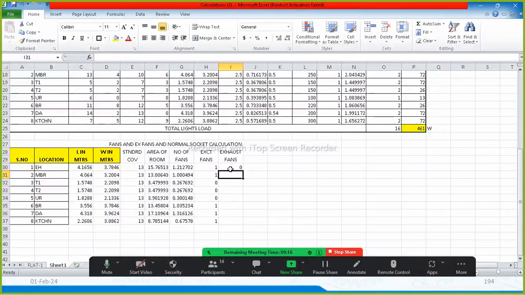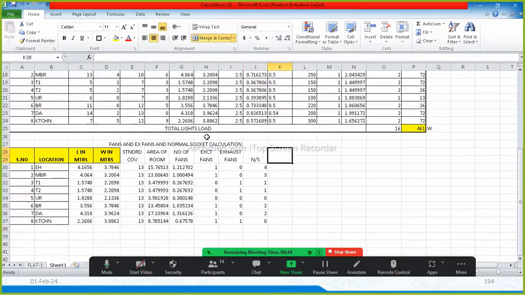So entrance hall, we don't require anything. Master bedroom not required. Toilet 1 we require 1. Toilet 2 required 1. Utility don't require. Next is bedroom not required. Dining area not required. Kitchen 1. So I took this. Now coming to the normal sockets, what is the standard for the normal socket? Already I gave the standards. Entrance hall 4 normal sockets. Master bedroom 3 normal sockets. Toilet 1, toilet 2, 1. Utility 0. Bedroom 2. Next, dining area 2. Kitchen 0. These were the normal socket standards.